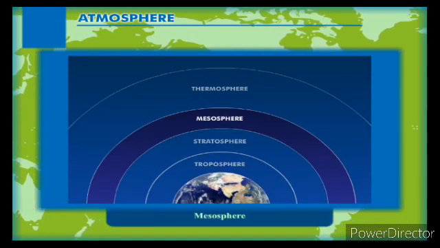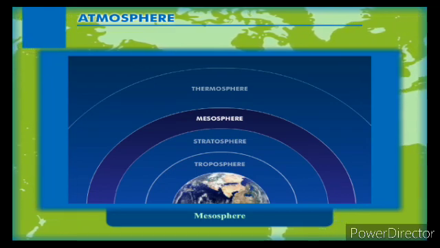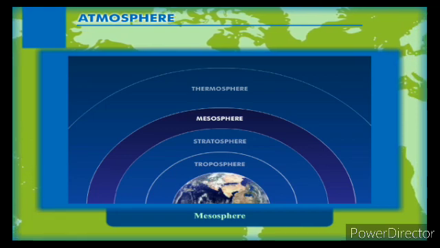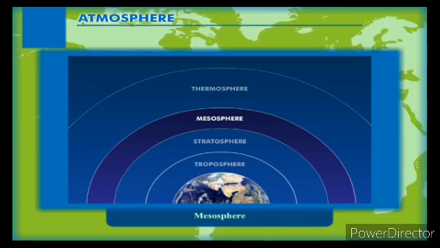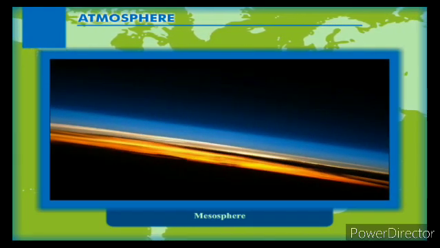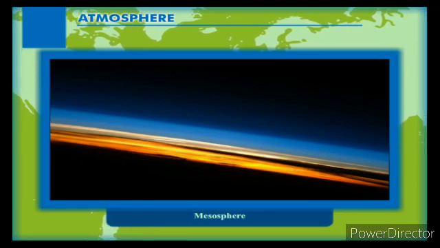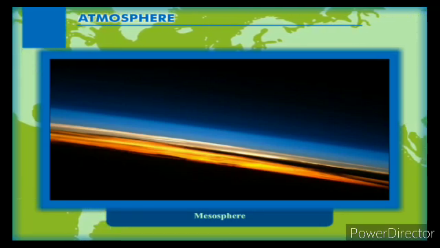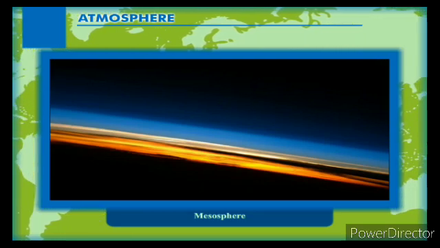Mesosphere. It lies above the stratosphere and extends to about 80 kilometers above the Earth's surface. Here, the temperature decreases with height till it reaches -100 degrees Celsius. This layer has the lowest temperature in the atmosphere. It is the coldest layer of the atmosphere. The upper limit of this layer is called mesopause.